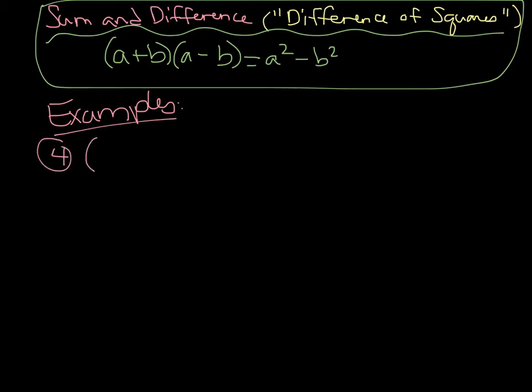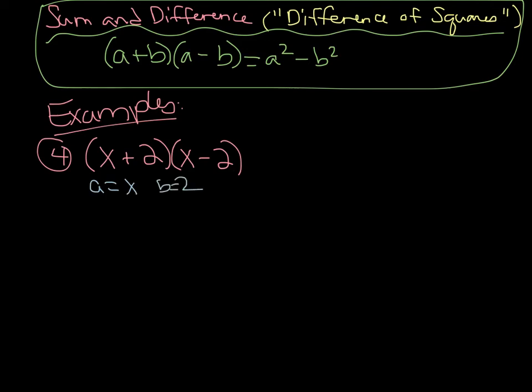So let's say we have x plus 2 times x minus 2. You'll notice that in order to use this format, you have to have the same exact thing in both parentheses, but just a different sign. So you're going to have one being added, one being subtracted. In this case, your a is x and your b is 2.